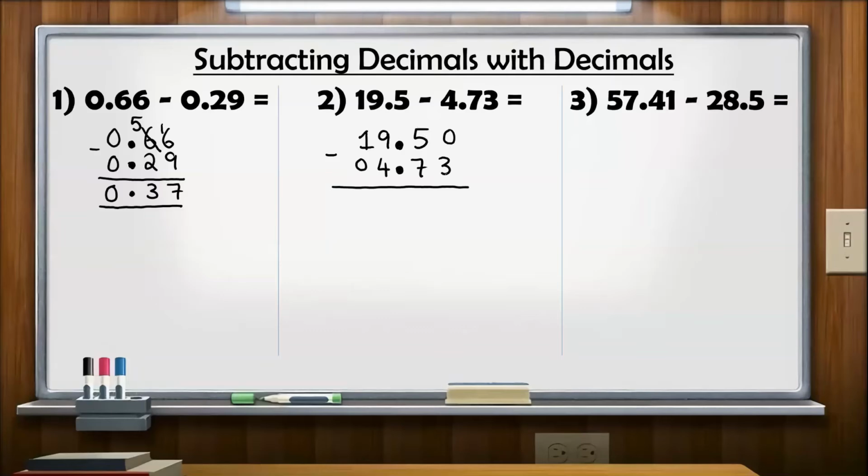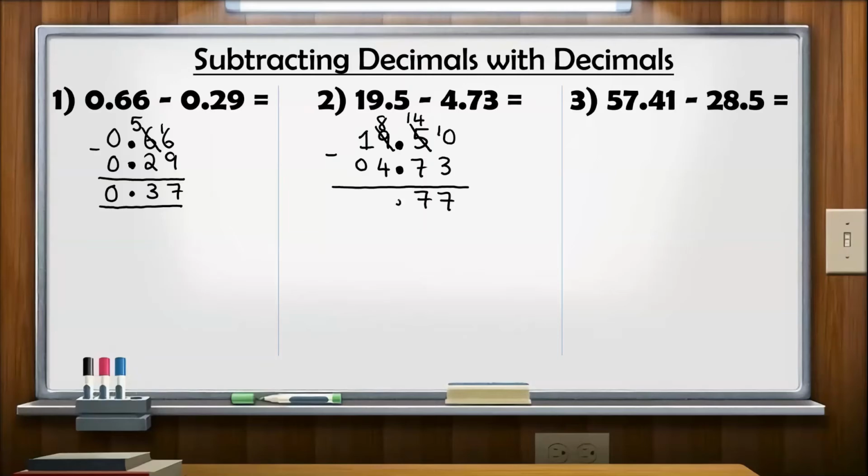I'm going to start off by taking away 3 from 0. As we can't do this, I'm going to borrow from the next place value position. So my 5 now becomes 4, and my 0 now becomes 10. 10 take away 3 is 7. 4 take away 7 we can't do, so again I'm going to borrow. My 9 now becomes 8, and my 4 now becomes 14. 14 take away 7 is 7.